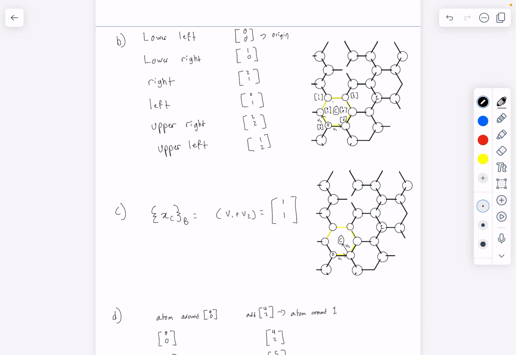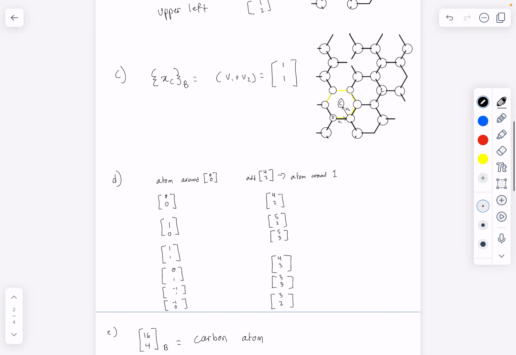Now for part C, we are asked what are the coordinates of [x]_B of the center of that hexagon, which is labeled C. So visually, what we can see is that a linear combination of v1 and v2 should bring us to the center, which is labeled C. So [x_C]_B would simply be 1, 1.